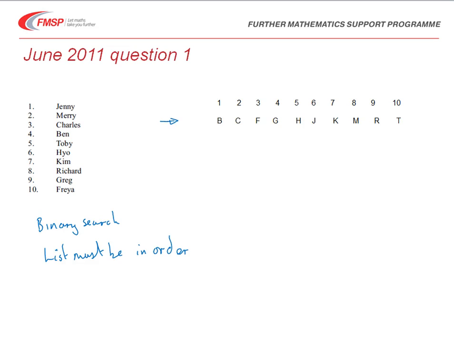Now we start off looking at the middle of the list. There are 10 numbers in here, so the middle of this list will be at 10 plus 2 over 2, which is the 6th one. And the 6th one in there is Jenny. Well, we need to say then, have we found Kim? Well, no, Jenny's not equal to Kim, obviously.